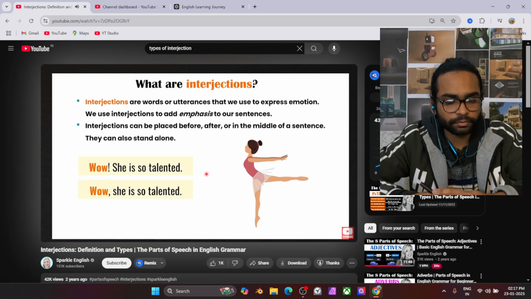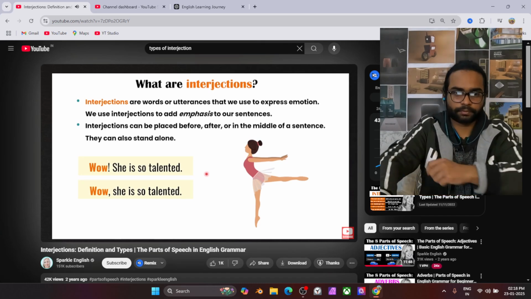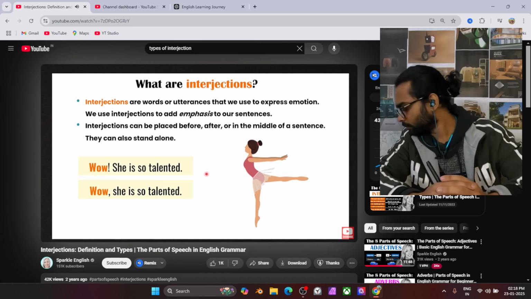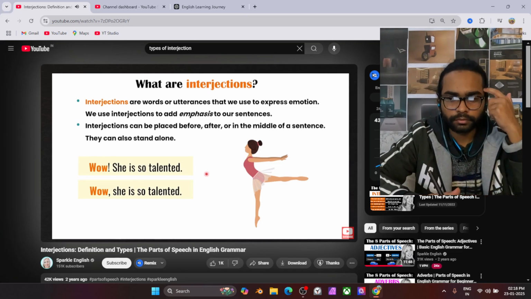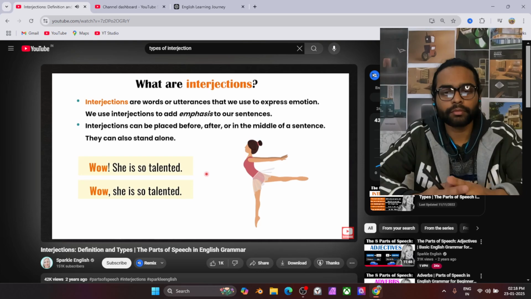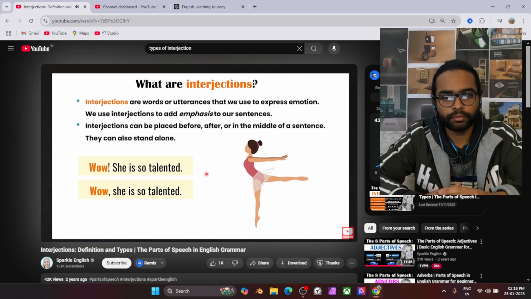Now, interjections are not commonly used within formal writing. When you are writing essays or a formal piece of work, typically you don't use interjections. We use interjections when we are typing to our friends or writing informal emails, and you see interjections a lot in novels and short stories.